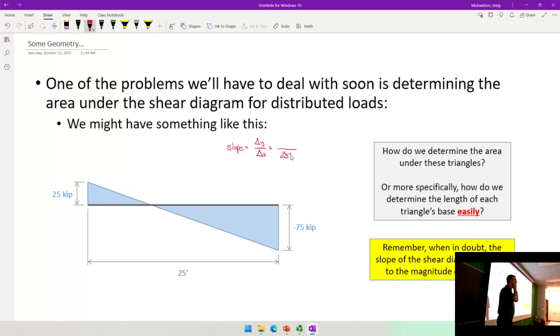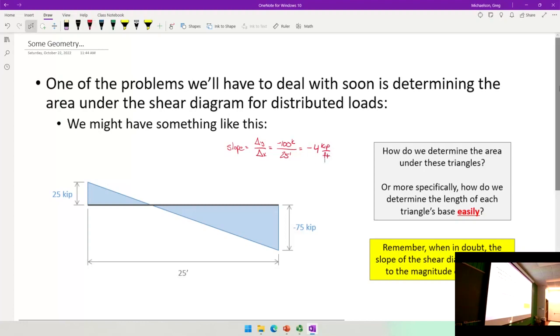Say it again? 100. Now, for the sake of discussion, and for the folks that are cognizant of their signs, I'm going to call it minus 100. Okay, and I'm going to get minus 100. But I'm being very cognizant of my units here. Notice that the numerator has kips and the denominator has feet. So if I divide that out, I get negative 4 kips per foot.